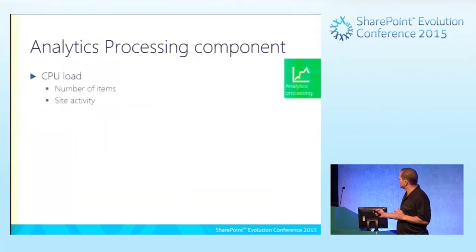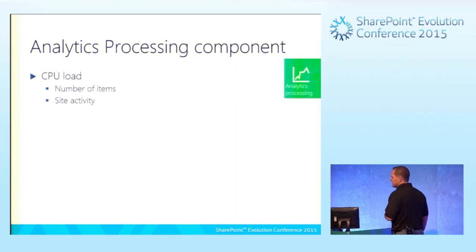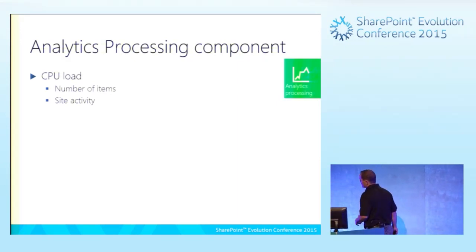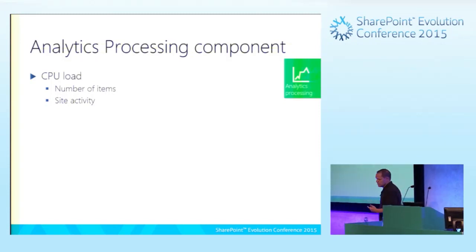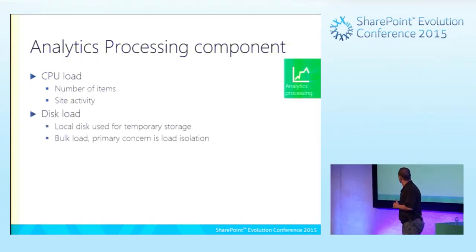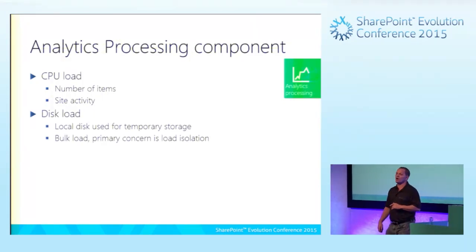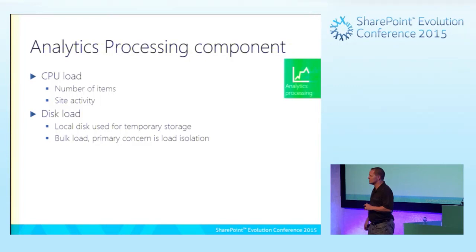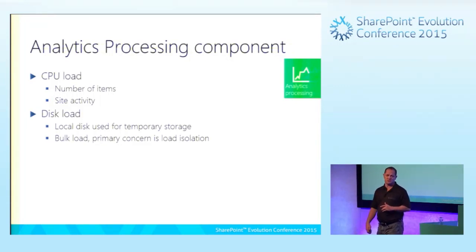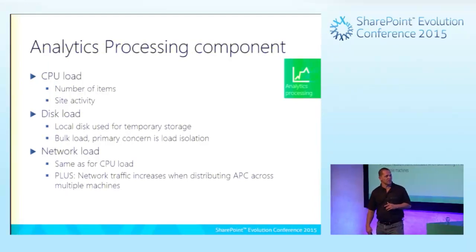All right, analytics processing. CPU load is the number of items and how much site activity. Obviously, how much it has to go through, how many sites it has to go through, will impact the CPU load. Disk load: we are using local disk for temporary storage again, and then the bulk load is the primary concern because you've got low isolation. For network load, it's the same as the CPU load, plus it increases when you distribute analytics processing components across multiple machines. Well, that's pretty obvious.